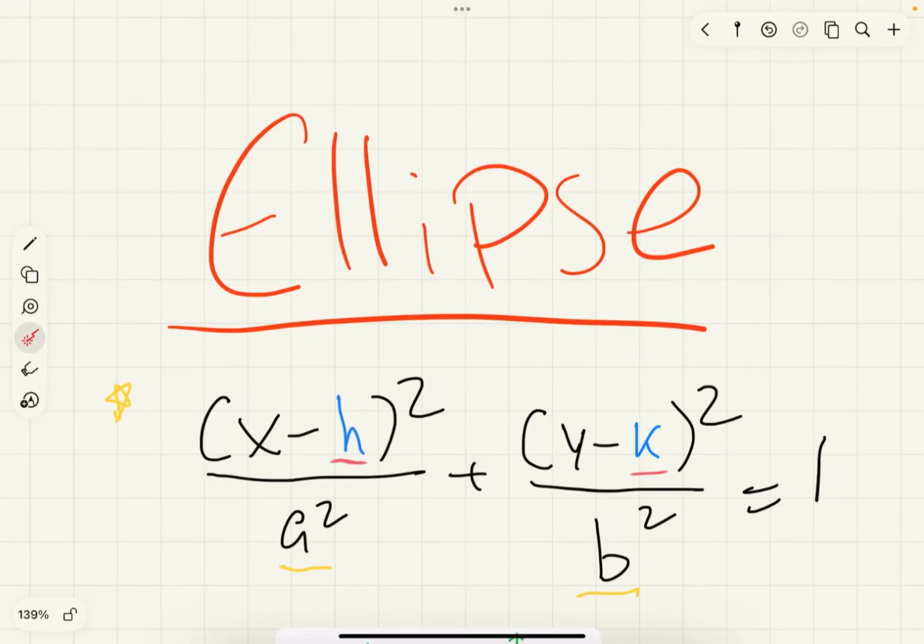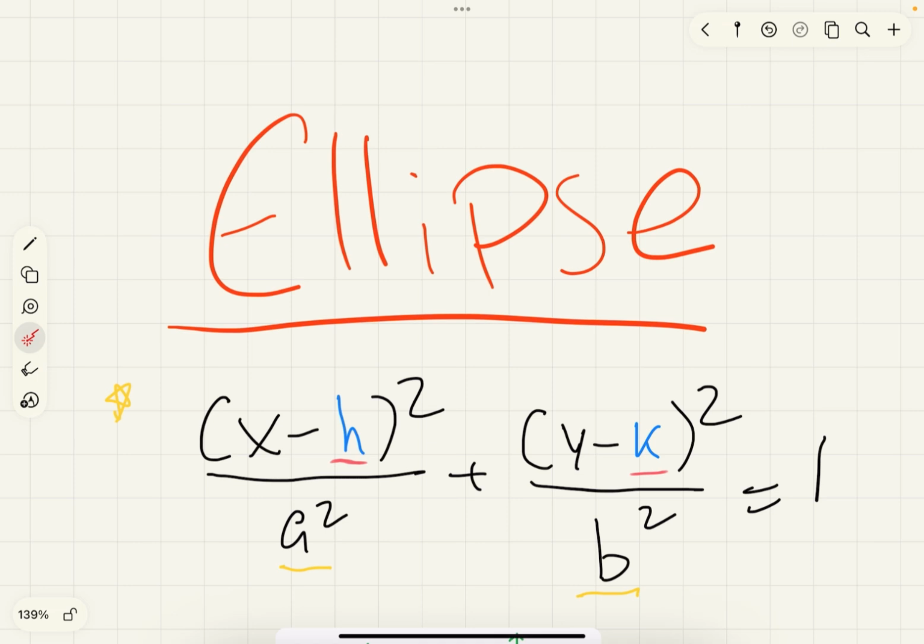So today we'll be talking about ellipses on the ACT. First off, it's really important to memorize the equation of an ellipse, which is as follows: (x minus h) squared over a squared plus (y minus k) squared over b squared equals 1. Similar to the equation of a circle, the h and the k represent the center of the ellipse.